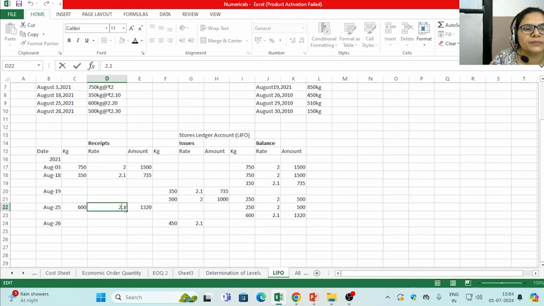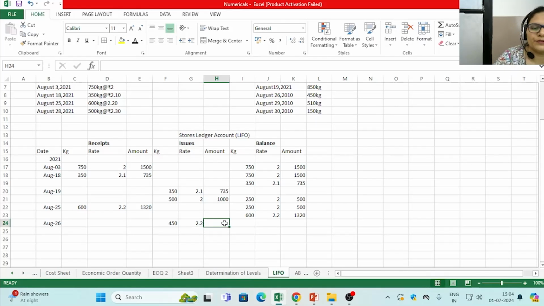I think there is certain mistake. It is not 2.1, it is 2.2. Please rectify it. It is 2.2. Which makes up 450 into 2.2 will give you the figure of 990.